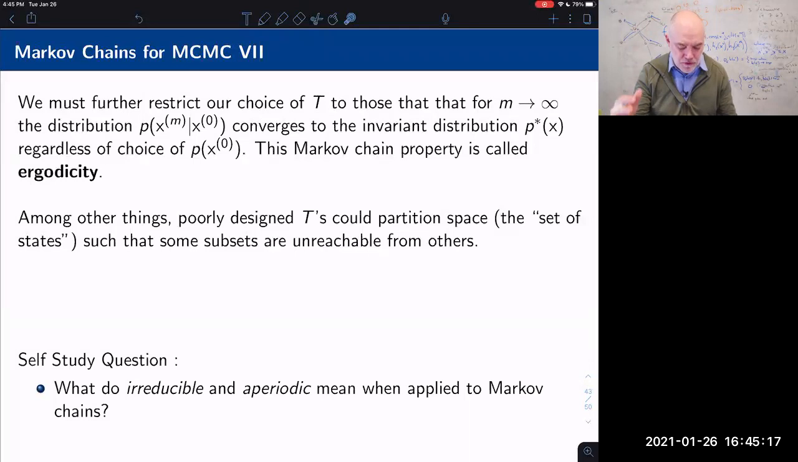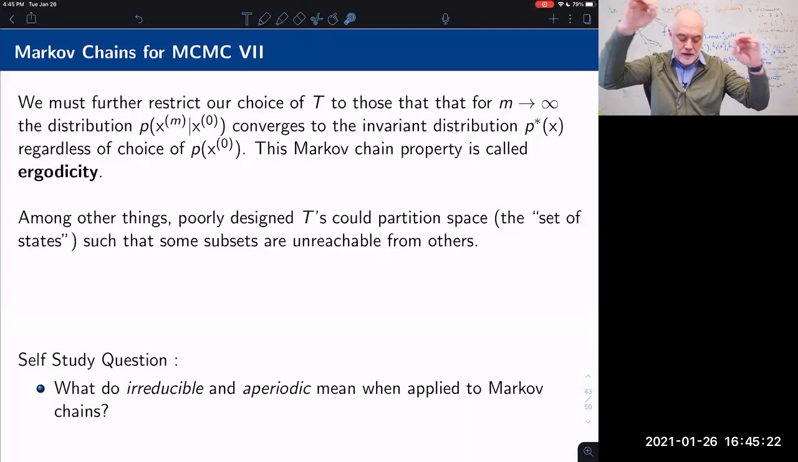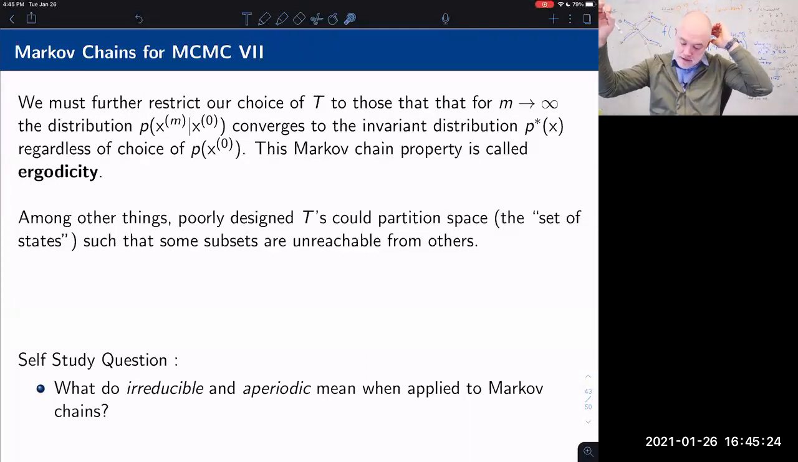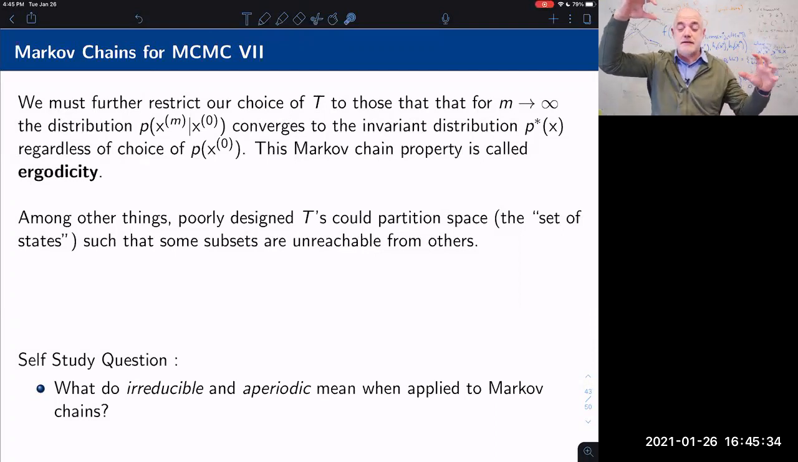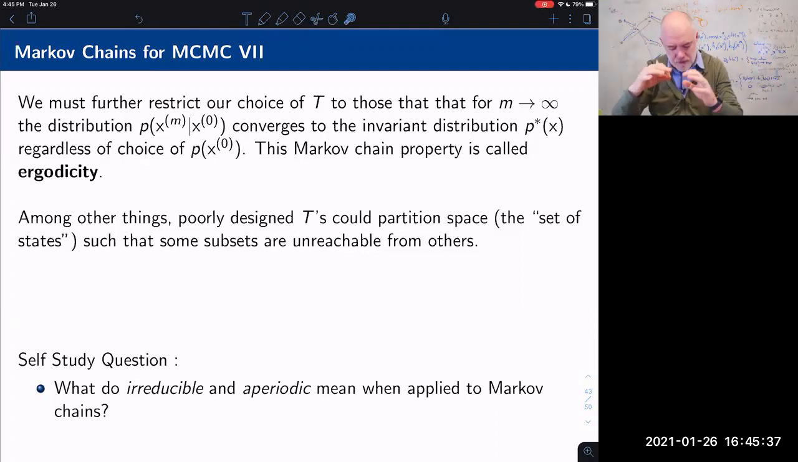Among other things, poorly designed T's could partition the space, the set of all possible assignments of values to x, such that some subsets are unreachable from others. And you have to lift your thinking just a little bit and think that we're in the space not of individual values, but of the joint configuration vector. You can imagine that you could set up a Markov chain such that you might not actually be able to transition from one part of state space to another. You could have absorbing states or something like that in your Markov chain, right?